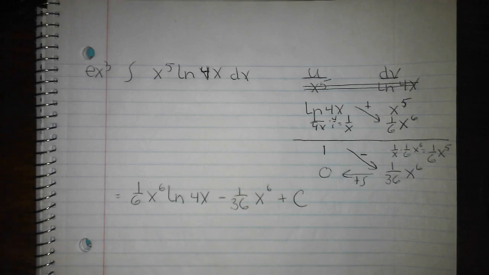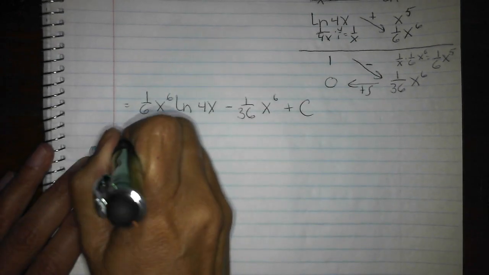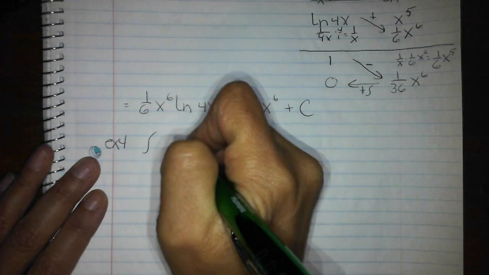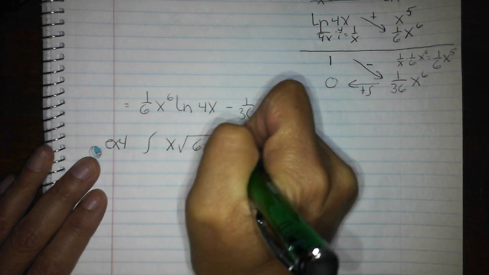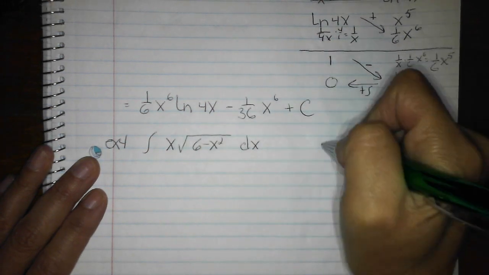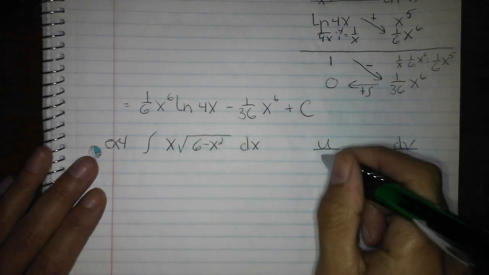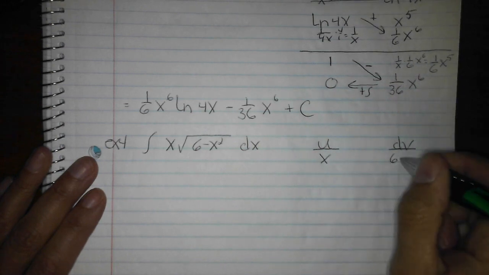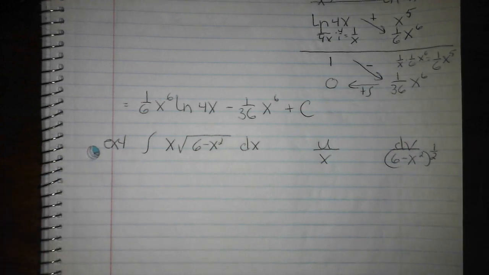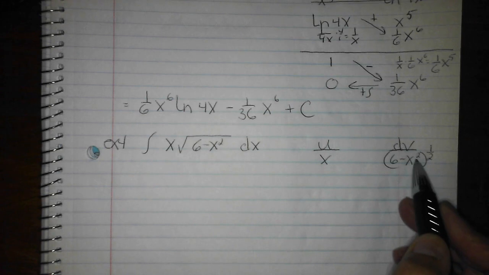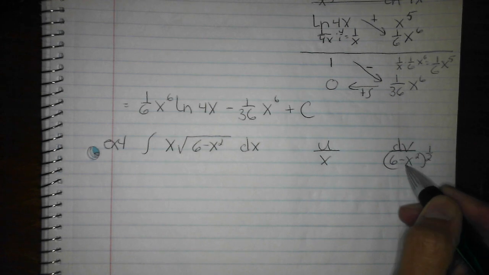Okay, so reassociate. Number 4. We've got x square root of 6 minus x squared dx. All right, I'll put x here on 6 minus x squared. I'm going to rewrite that as to the 1/2 power. Now, is this something we can do the antiderivative of before I get going? Well, the derivative of the inside is a negative 2x.